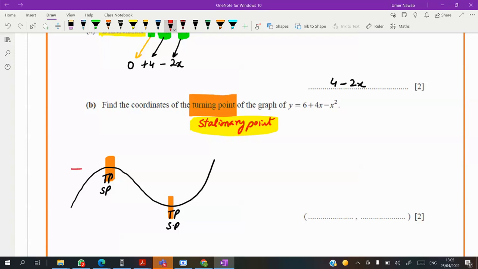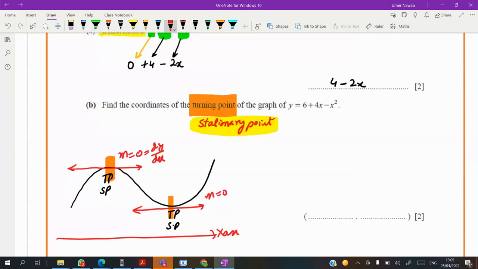If you draw the tangent on these points, what is special about these tangents? You will say these tangents are parallel to the x-axis. So any line which is parallel to the x-axis has gradient 0. Its dy by dx is equal to 0, because dy by dx, the derivative function, represents the gradient of a tangent to the curve. So you always put dy by dx equal to 0.